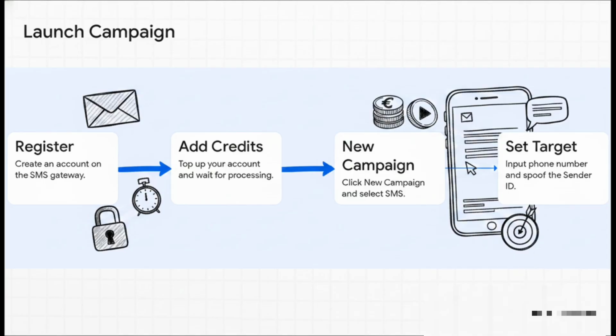And finally, in Step 4, they land on this highly intuitive dashboard. They type in their target's phone number, draft up the malicious message, and here's the kicker. They just type whatever name they want into the sender ID field, hit confirm, and the message is launched. It is chillingly simple and totally consumerized.